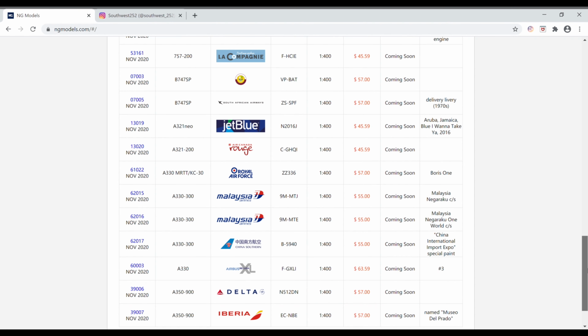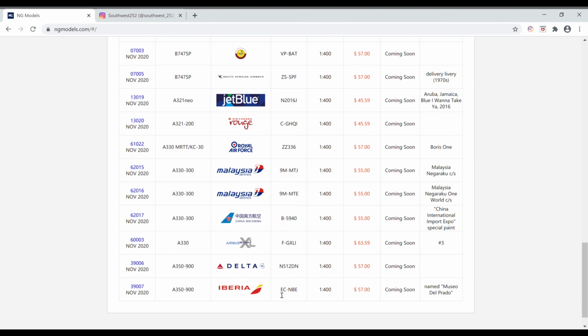And I believe this is the last one. Yep, last but not least, we have the Iberia A350-900. The registration is Echo Charlie-November Bravo Echo. It is $57, and its name is Museo del Prado. And the item number is 39007.